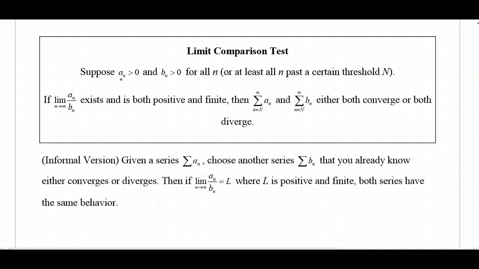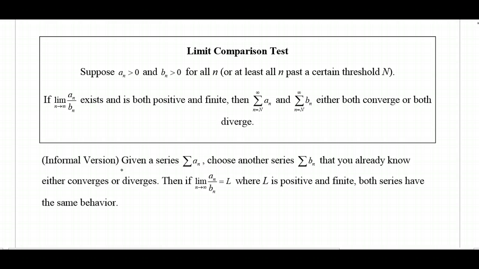Alright, the limit comparison test. Suppose we have a sub n greater than 0 and b sub n greater than 0. So we have all positive terms for all n, or at least all n past some certain threshold capital N. If the limit as n approaches infinity of a sub n over b sub n exists and is both positive and finite, then the two series, the series with general term a sub n and the series with general term b sub n, either both converge or they both diverge.